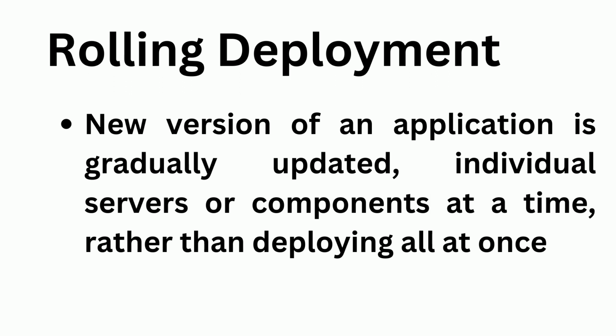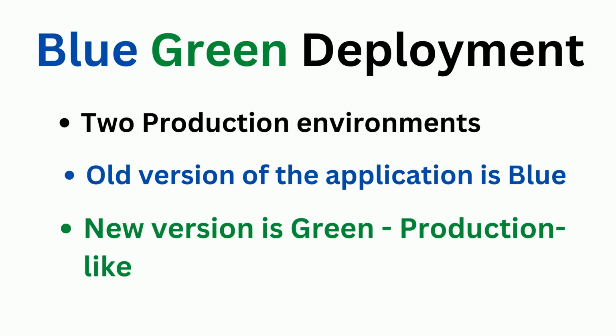Blue-green deployment is a technique for releasing new versions of a software application with zero downtime. It involves deploying the new version of the application alongside the current version, allowing the new version to be tested in a production-like environment before switching all traffic over to it. The current version of the application is referred to as the blue, while the new version is referred to as the green version.